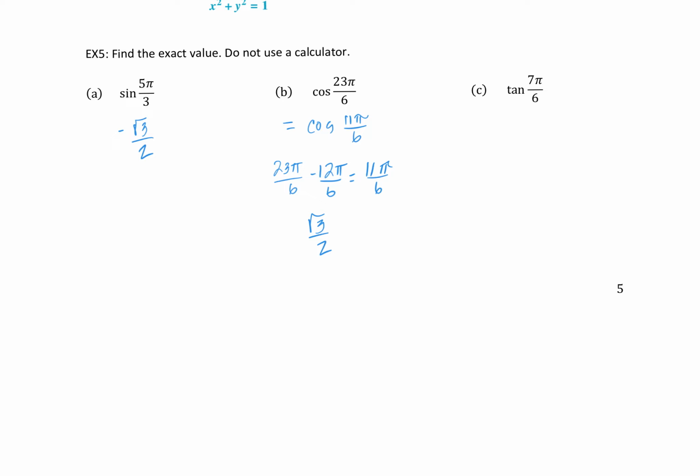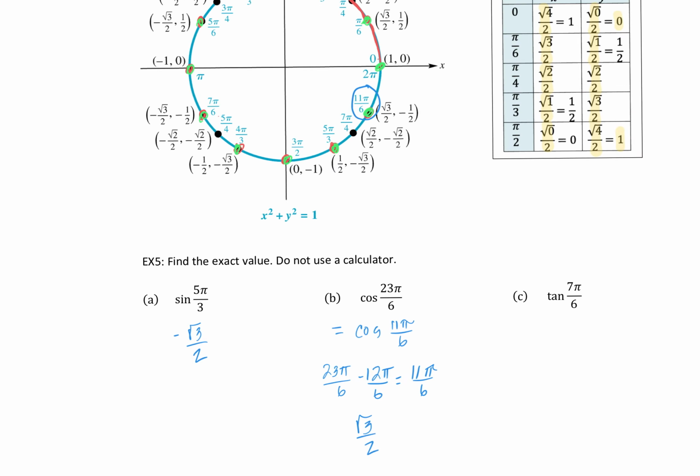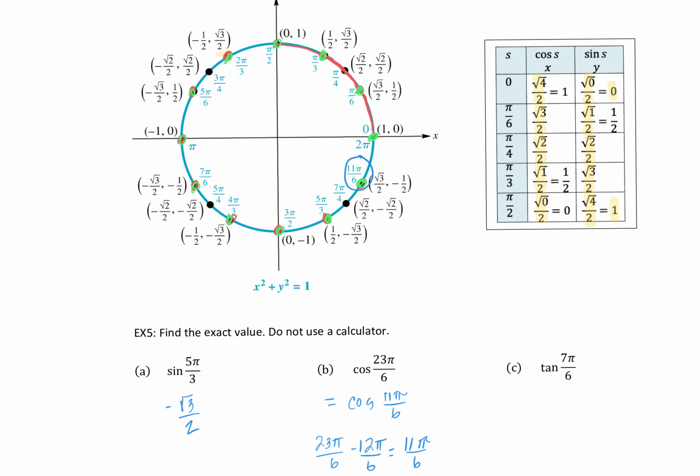Let's look at C. We have tangent of 7 pi over 6. Go to our unit circle. See if we can find a 7 pi over 6. And I see in quadrant 3, I have 7 pi over 6. Tangent is the y over the x value. So the y value here is going to be negative 1/2. The x value is negative square root 3 over 2.